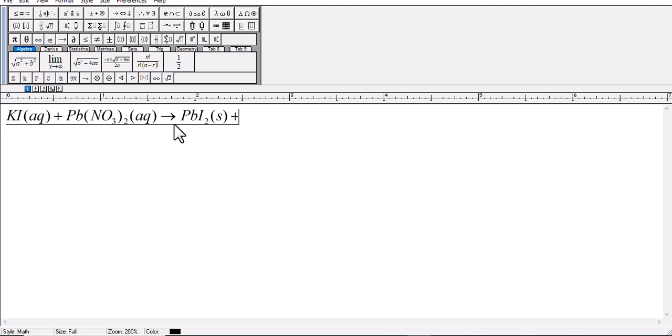So the other product that might come from here, if lead forms a precipitate with iodine, the other one left is potassium nitrate. So I'm going to say KNO3. The question is, how many NO3s do I need? And remember, this is in aqueous because this does not form a precipitate. Let's check why I am not writing a 2.